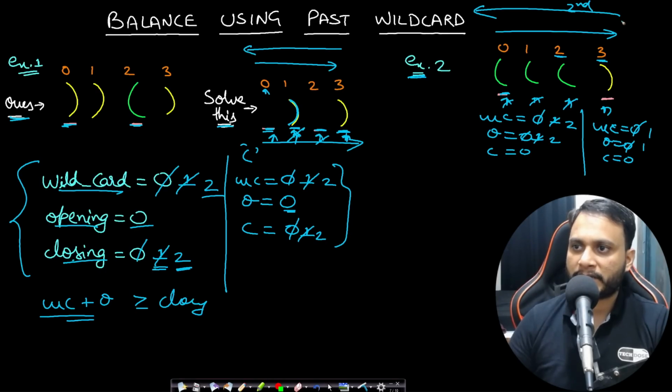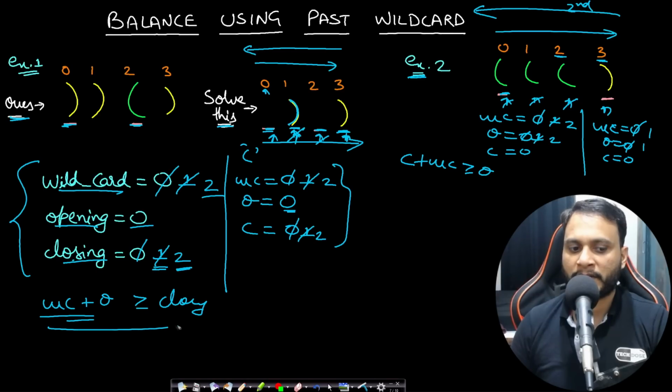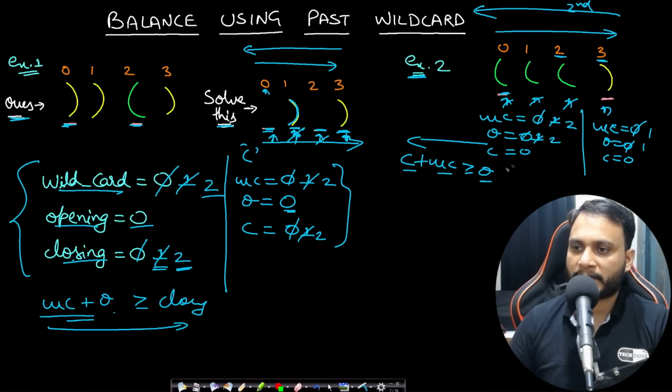In this particular case, when you move from right to left, the closing plus the wildcard must always be greater than or equal to your opening bracket. It is just the opposite of when you move from left to right, wildcard plus opening, and when you move from right to left, it is closing plus wildcard. Because we are now trying to balance the opening bracket. So when you see the second time, the opening bracket becomes 2, and this is where the imbalance is happening. Here 2 is greater than 1 plus 0, right?